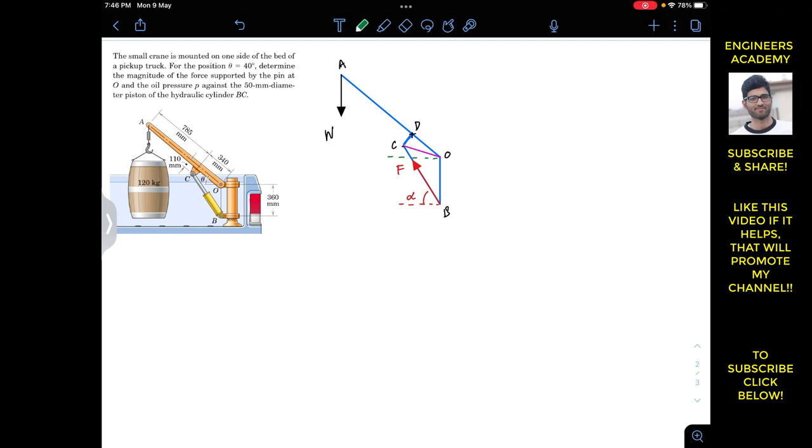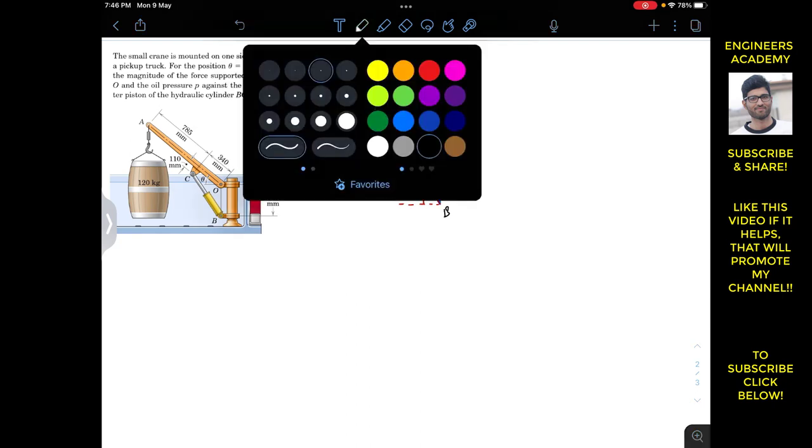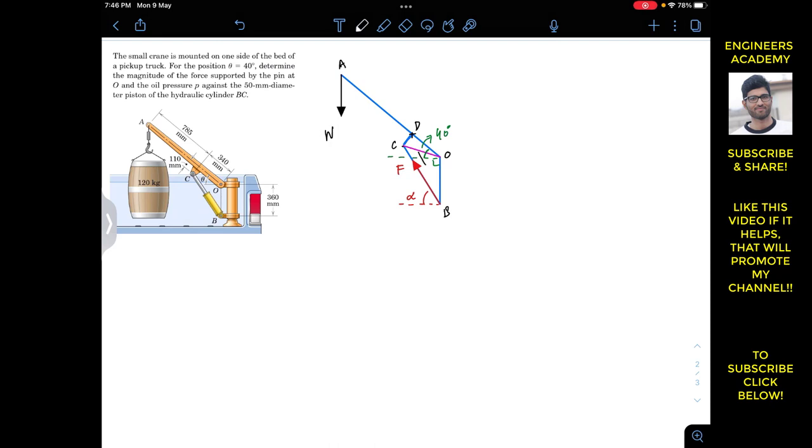So this angle is 40 degrees. Let me write that this is 40 degrees. And now we know that this BO line is vertical, so this will be making 90 degrees. So we have to find this angle in the BOC triangle. To find this angle, we can use the law of cosines, but before applying the law of cosines, we have to find the OC length first.